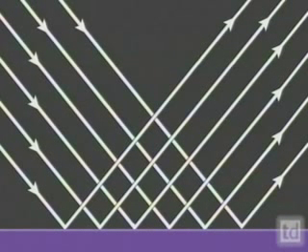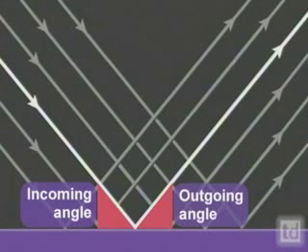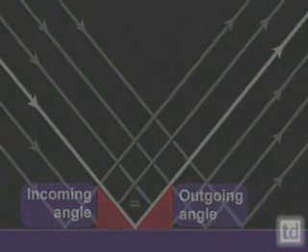In this representation, we can follow the path of light and see that the angle of the incoming and the angle of the outgoing light are the same. All objects reflect light, so then why don't we see our reflection in this plant or in this duck? Let's go back to our water table demonstration.